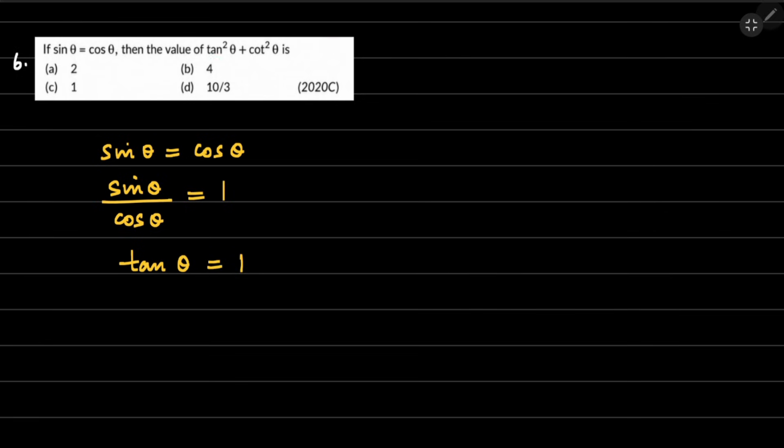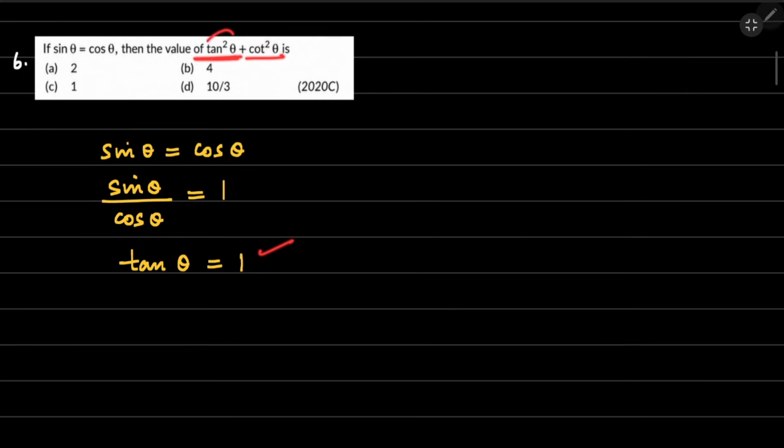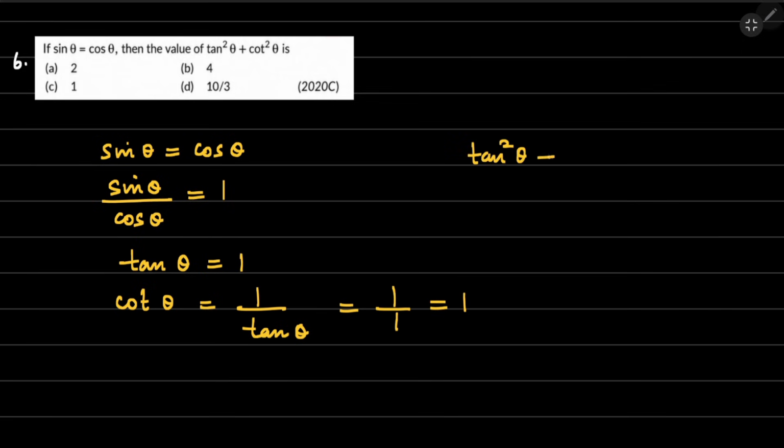In the question you are asked to find both tan square theta and cot square theta. So if tan theta is 1, what will be tan square theta? Tan square will be 1 square, which is again 1. What is cot theta? Cot theta is the reciprocal of tan theta. So this is nothing but 1 by 1, which is still 1. Therefore, you can write tan square theta plus cot square theta is equal to again 1 square plus 1 square, which is equal to 2. And that's your answer. So option number A is the correct answer.